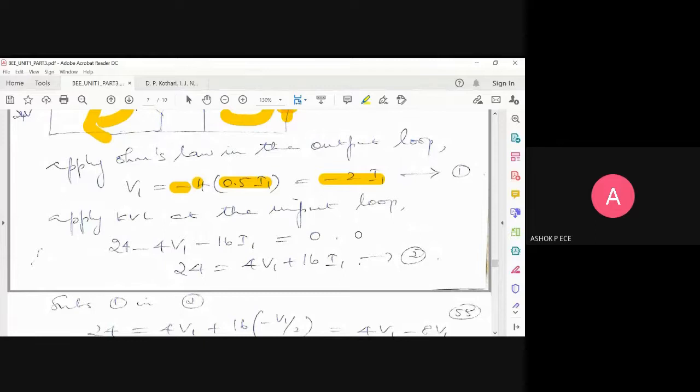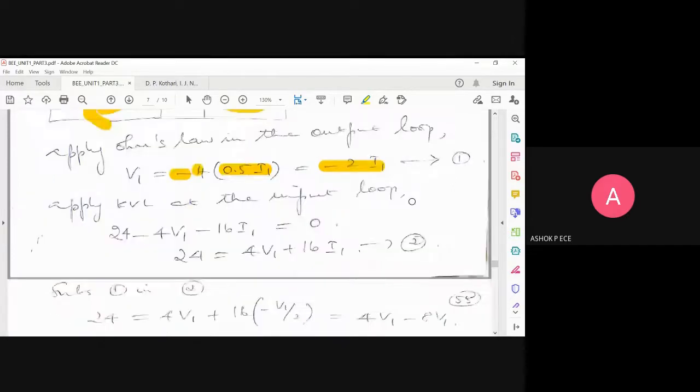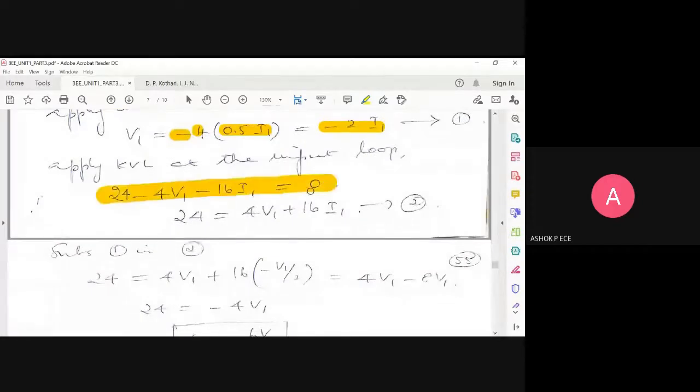For all the elements, please mark the polarity and see if you are having confusion. Current entering the node is positive, leaving the node is negative. Plus to minus means minus. Minus to plus means plus. So 24 minus 16 I1 minus 4 V1, by Kirchhoff's voltage law, the algebraic sum of voltages in a loop is going to be 0. If you rearrange, 24 equals 4 V1 plus 16 I1.